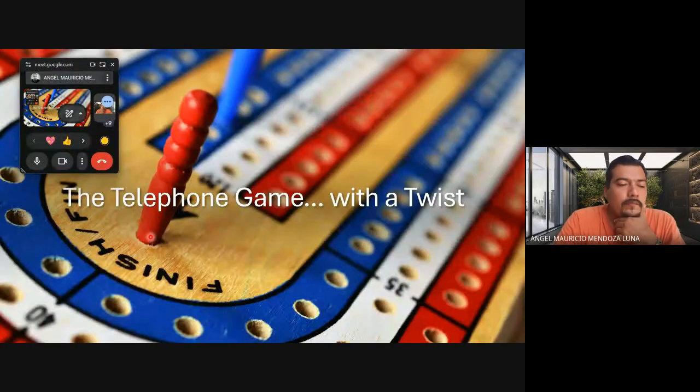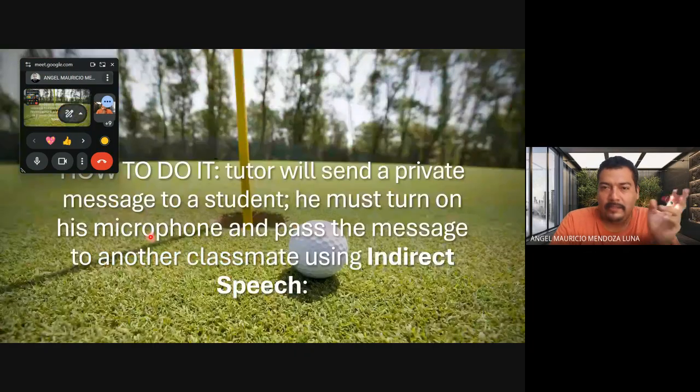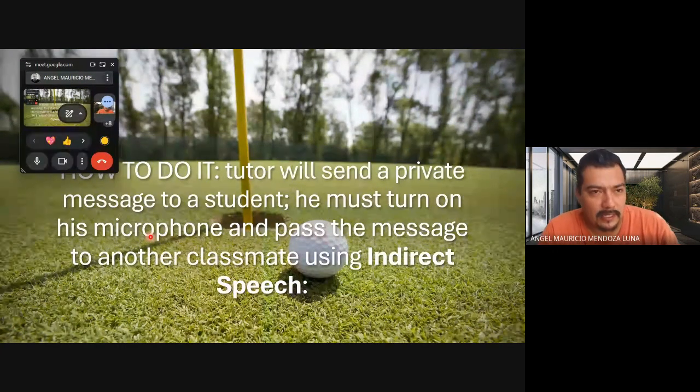Okay, so now friends, we're gonna take a moment to break the ice with a telephone game with a twist. How come? Well, I will send a private message to a student. Nobody else is gonna know what I'm gonna send. And this student must turn on his micro and pass the message to another classmate using indirect speech. All right? It's clear. I'm gonna send the message through Gmail.